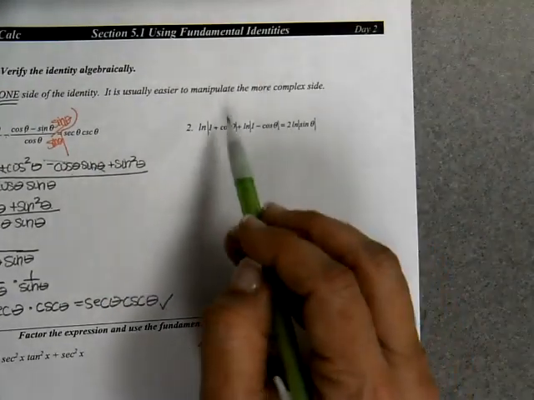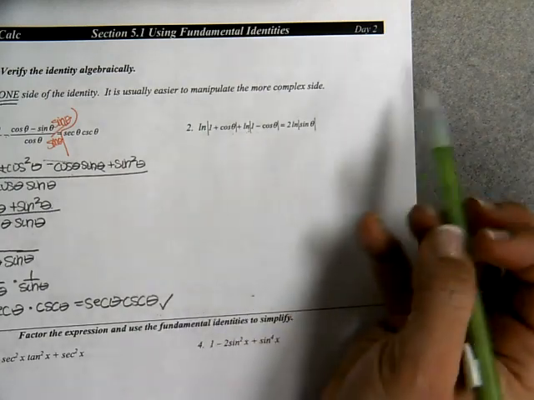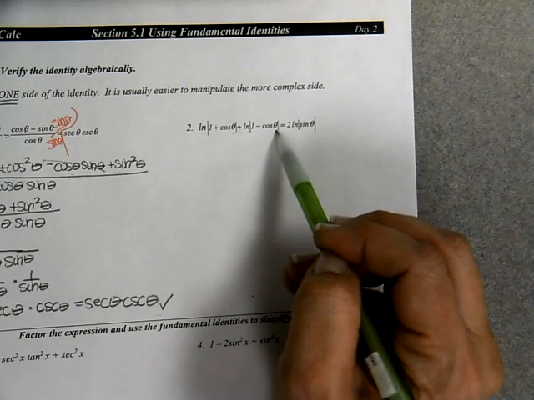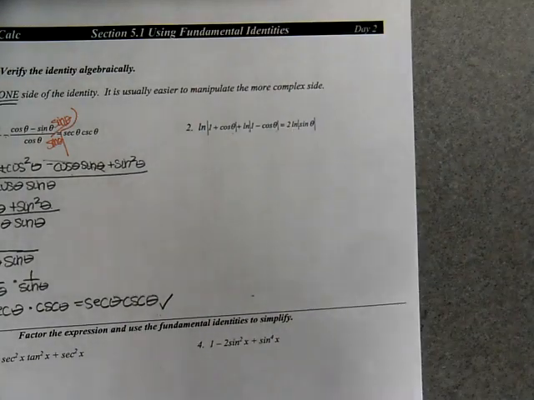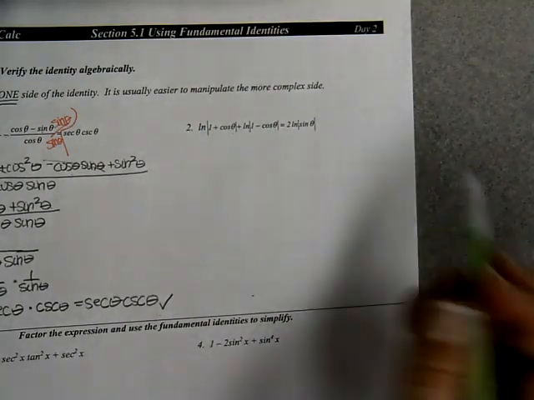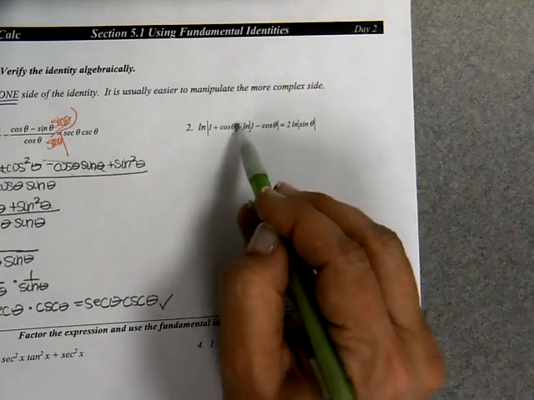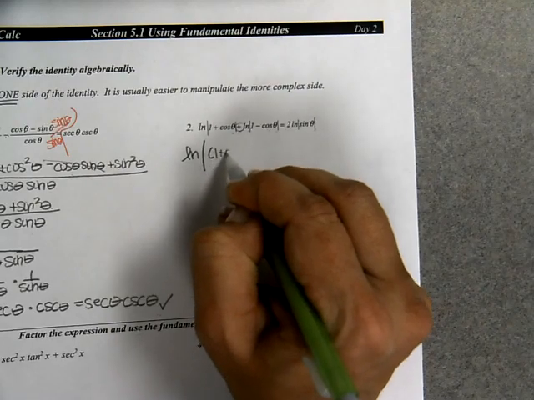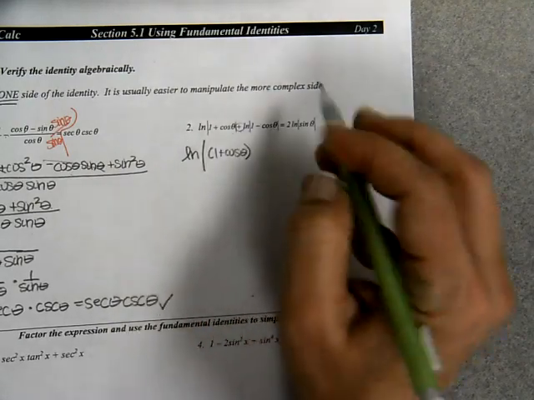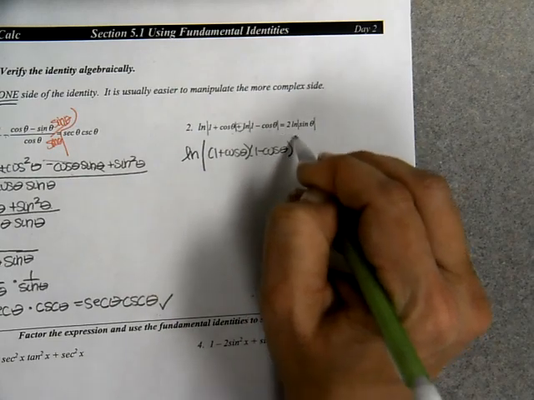We have the natural log of the absolute value of 1 plus cosine theta plus the natural log of the absolute value of 1 minus cosine theta. And somehow we need to get that to equal 2 times the natural log of the absolute value of sine of theta. Whew. Well, remember that with logs we have properties of logs we can use. When we're adding two logs, it's really like multiplying the arguments. So I really want to multiply the 1 plus cosine theta and 1 minus cosine theta together.